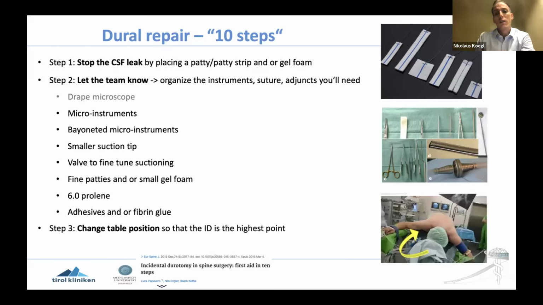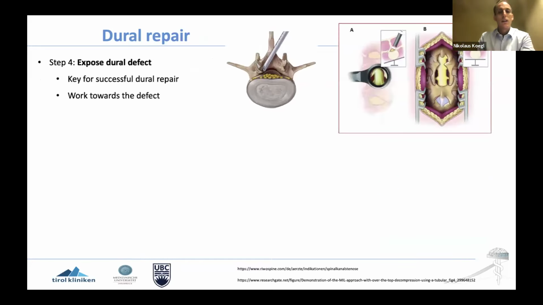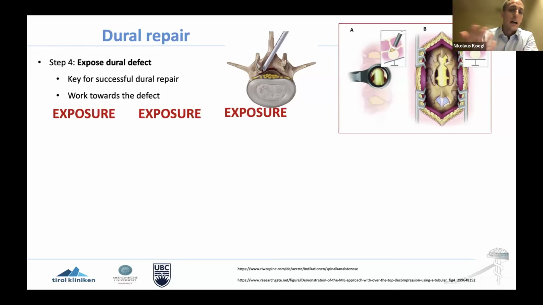Change the table position. I think this is sometimes key. It obviously depends on the surgical technique you're using. It's not always possible, but make the defect the highest point so the CSF leak resolves at some point. Expose the dural defect. I think this is the key step of being able to close it. So the most important thing is exposure, exposure, exposure. If you start off with endoscopic, you may not even notice that you have a CSF leak because everything is clear fluid around you, but I'll comment on that a bit later.